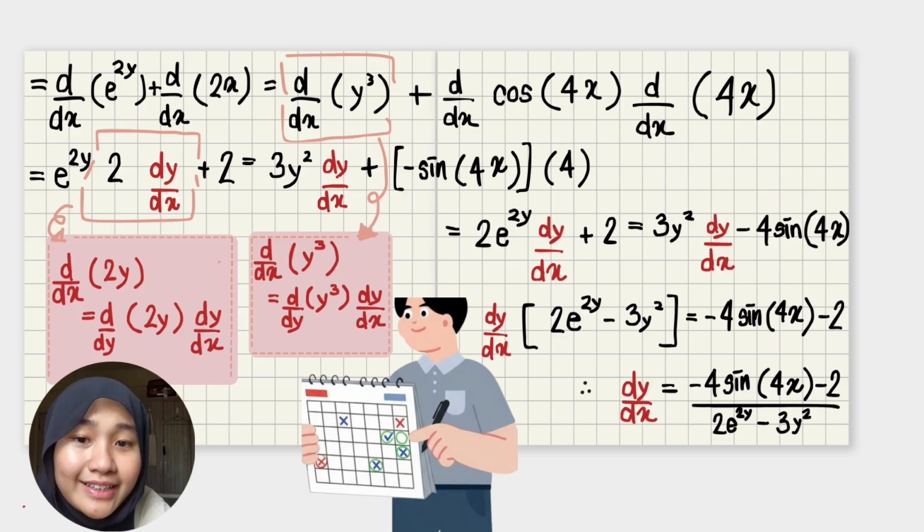So our final answer we'll get is dy over dx equals negative 4 sin 4x minus 2, divided by 2e to the power of 2y minus 3y to the power of 2.